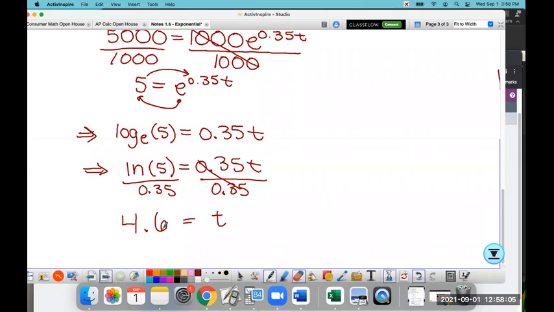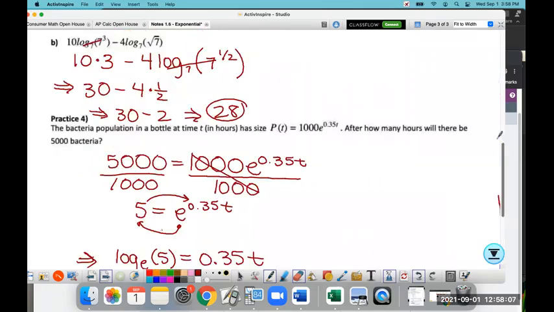And what was our label? Is that minutes, hours? Hours. T is measured in hours.